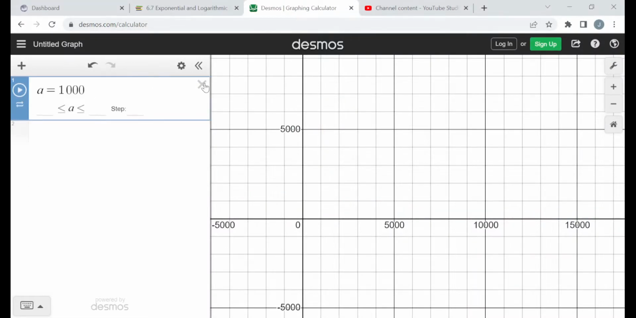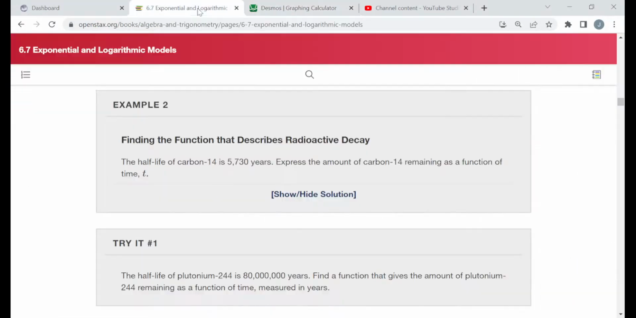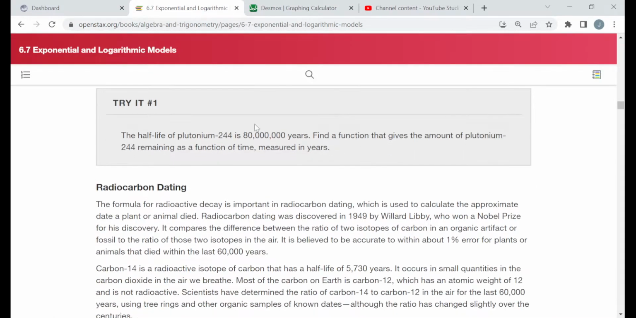So let's take a look at that. And then here's try it problem number 1. So here the half-life of plutonium-244 is 80 million years. So it would take 80 million years for plutonium-244, whatever amount you have, to decay to half its original amount. So find a function that gives the amount of plutonium-244 remaining as a function of time measured in years.